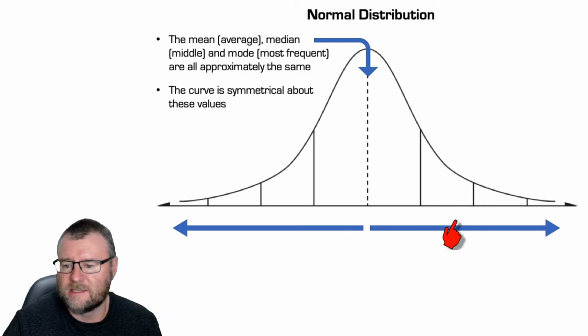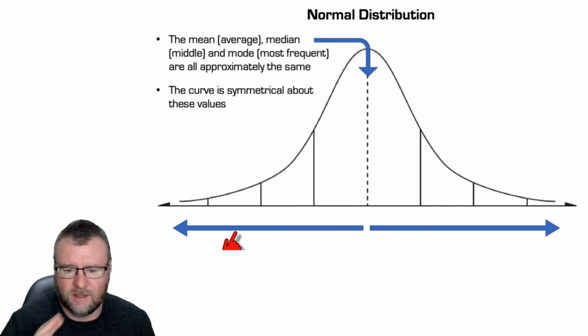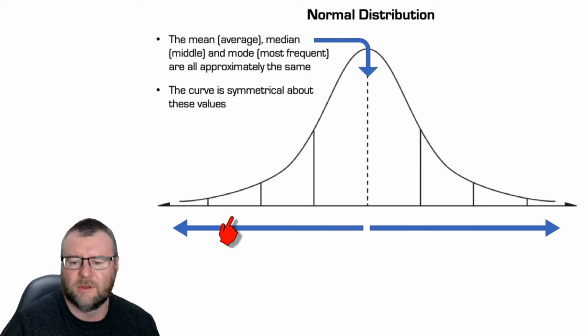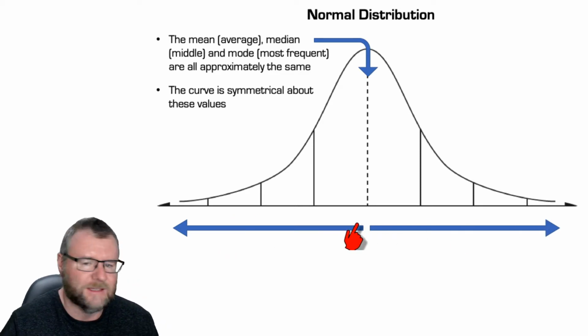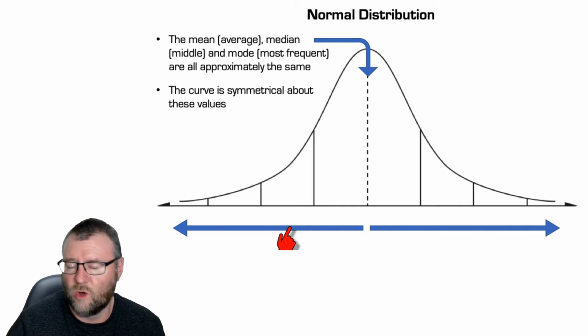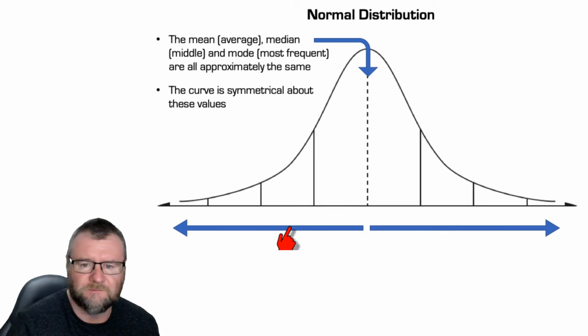The curve, as you can see, is symmetrical. So in other words, it's the same on both sides. It's kind of like a mirror reflection if you opened it up like that. So the right-hand side is symmetrical to the left-hand side. So normal distribution is symmetrical.